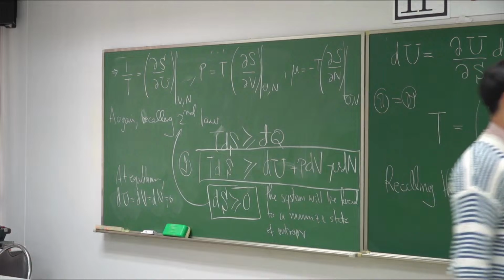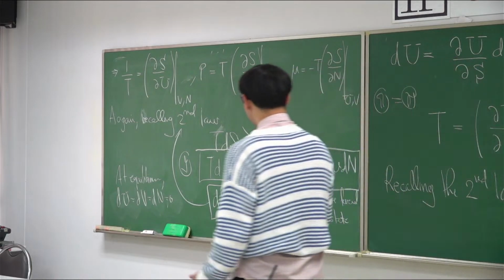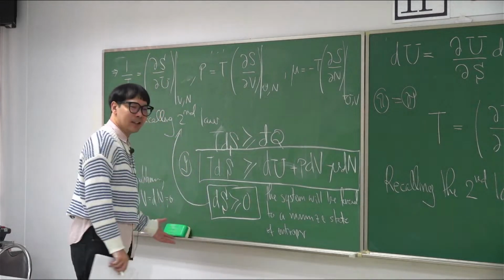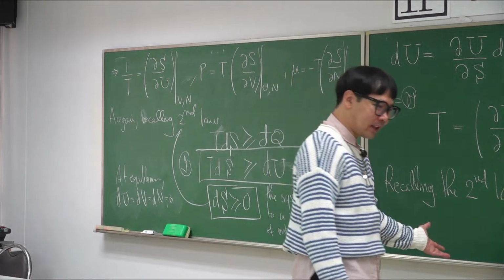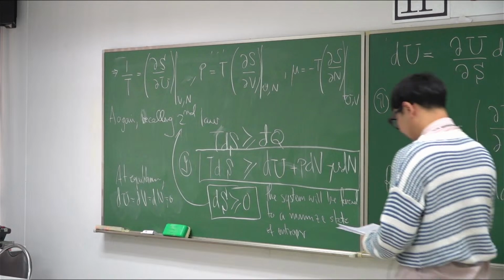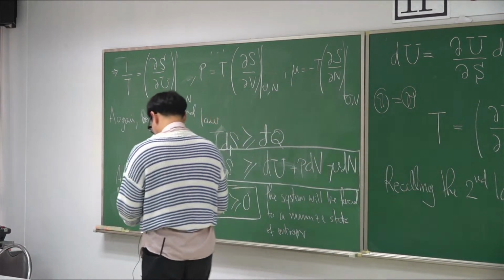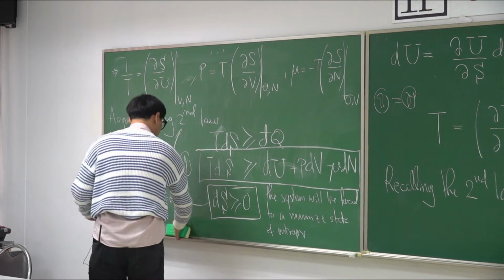So the thing is that now you need to minimize U. The system always prefers to be in the lower energy state, right? But if you look at the S, your system prefers to be in the state of higher entropy. Okay, that is the thing. Okay, next one.